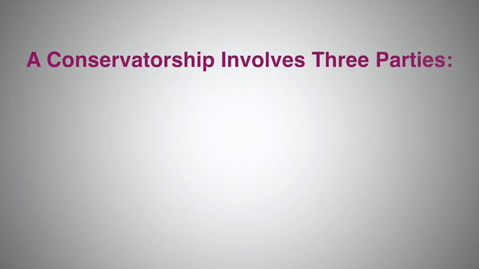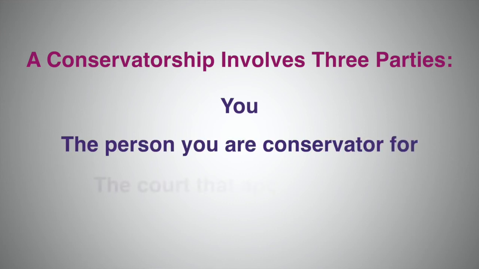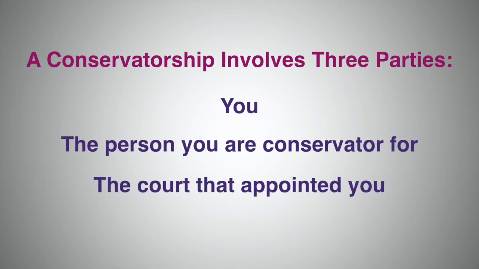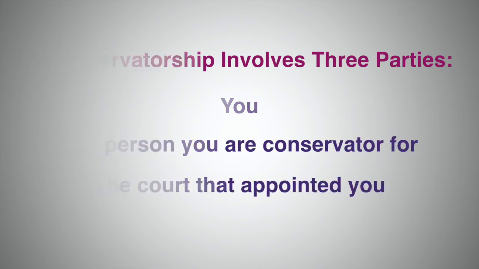To bring it all together, we will give you an outline of the 4 basic duties of a conservator. The first thing to remember is that a conservatorship involves 3 parties: you, the person you are conservator for, and the court that appointed you. In Alabama, chances are you have been appointed by a county probate judge. Always pay attention to the court's orders, letters of conservatorship, and any other papers the court sends you.